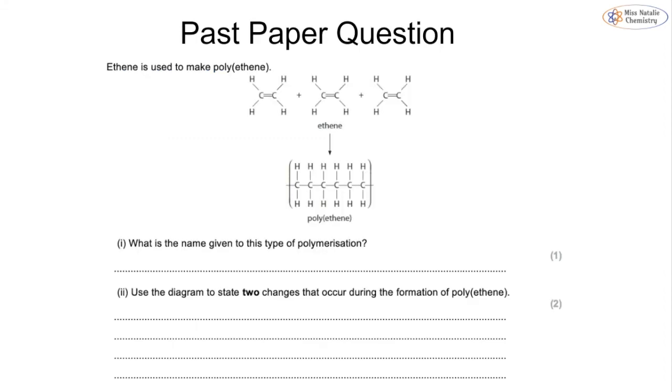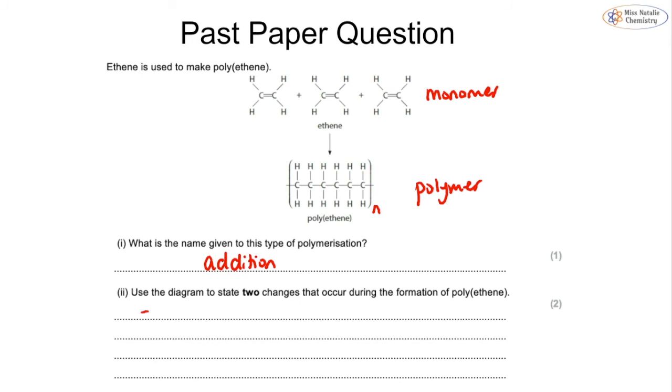Now let's finish off by looking at some past paper questions on polymers. So ethene is used to make polyethene, and it shows you the example here. So we have our monomer and we have our polymer. Now they've drawn out the polymer slightly different here, where they've just shown the 3 units all joined together and they have the brackets, and we could have an N outside of this, but it doesn't matter.